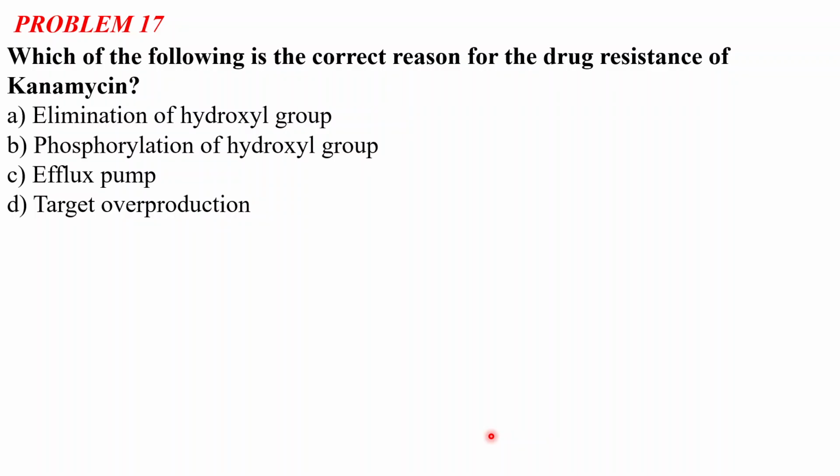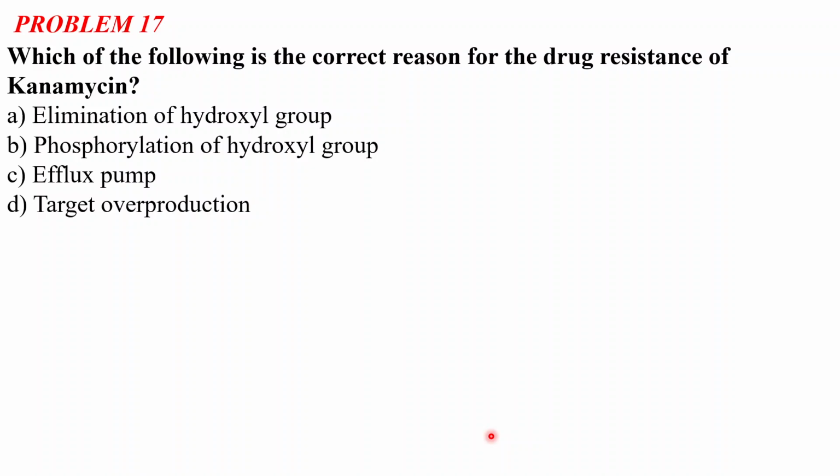Problem number 17 says: which of the following is the correct reason for the drug resistance of kanamycin? Your options are number A, elimination of the hydroxyl group. Number B, phosphorylation of a hydroxyl group. Number C, efflux pump. And number D, target overproduction. Which of the following is the correct reason for the drug resistance of kanamycin?